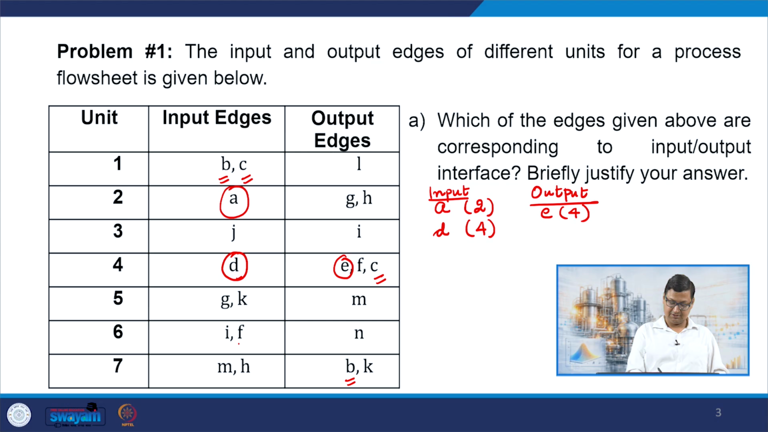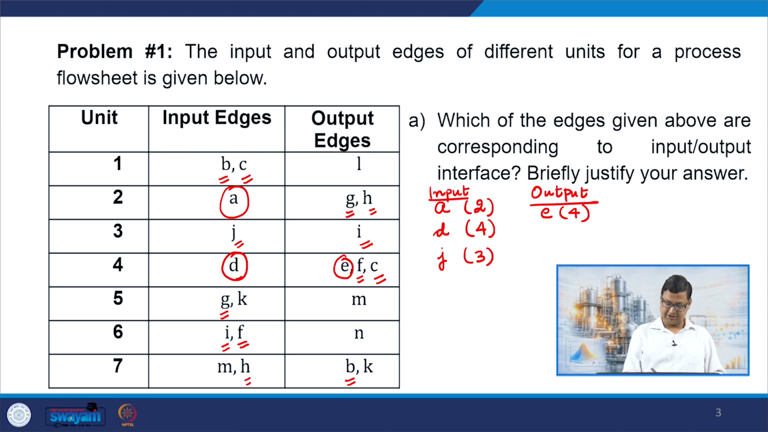F is present both as input and output. G is present both as input and output. H is present both as input and output. I is present both as input and output. J features in the input, but J does not come in the output. So J is again an input interface at vertex 3.